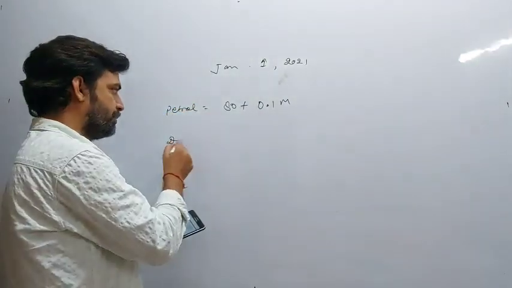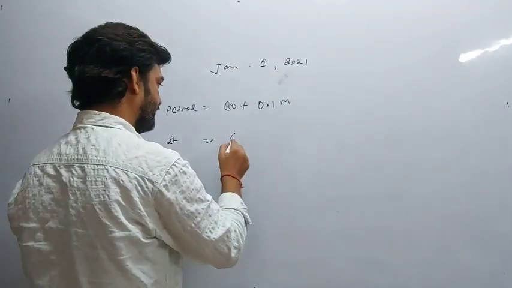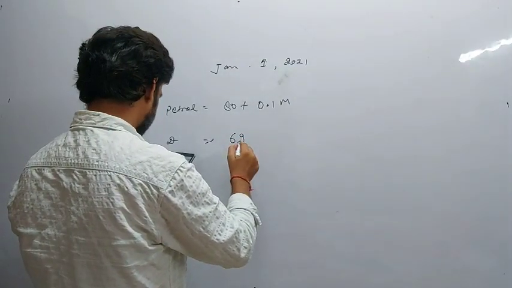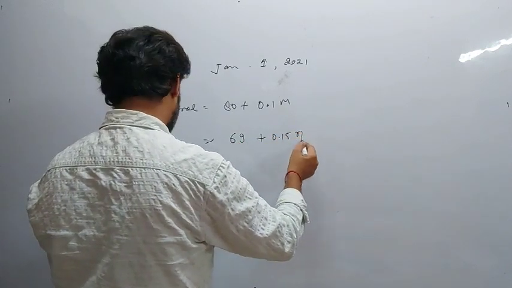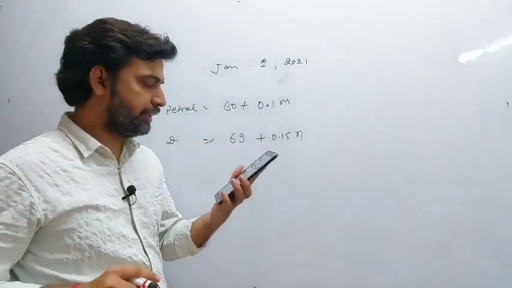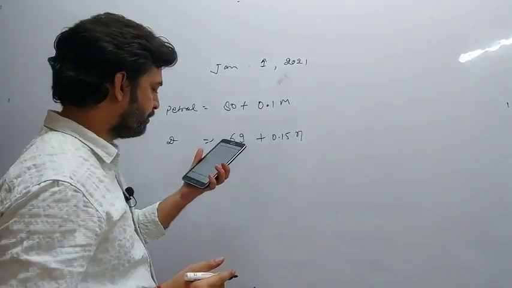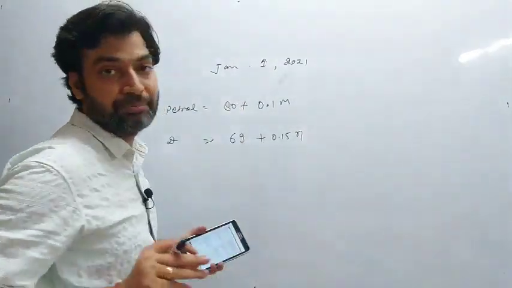And when we talk about diesel price, the equation on the nth day is 69 plus 0.15n, and n can be any value. On which day of the year 2021 is the price the same? And options are provided: 21st May, 20 May, 19th May and 18 May. That means all options are in May.